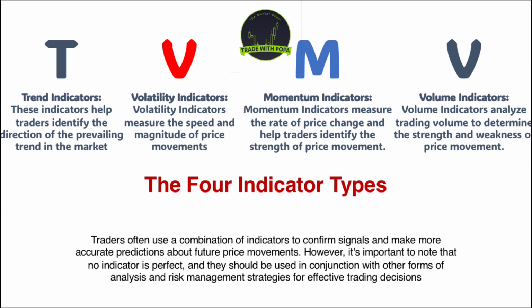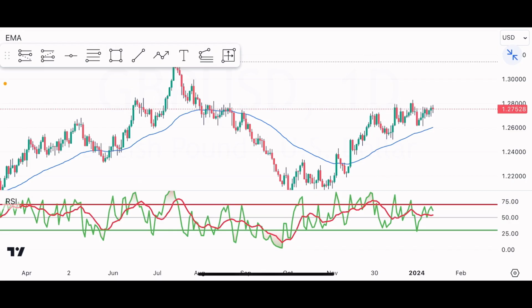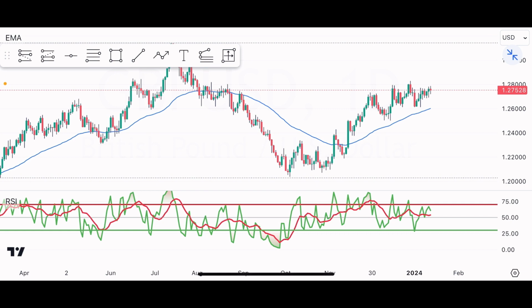And let me show you an example of what indicators look like on a real chart. Let's get to it. So on my charts, I have 2 indicators. Down here, I have the RSI, and up here, I have an EMA line, a 50 moving average line. Now, the 50 moving average line is an example of a trend indicator. It helps tell you the prevailing trend in the market.